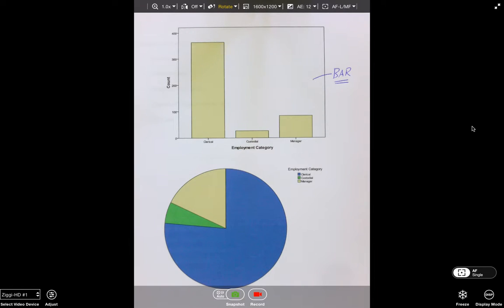And a bar chart looks a lot like a histogram. But the difference between a bar chart and a histogram is that the bars do not touch for a bar chart.